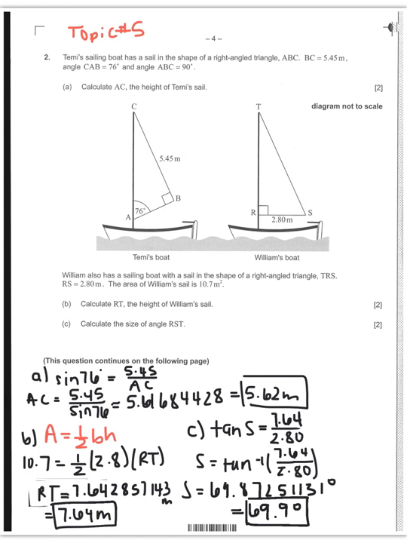And then part C wants us to find the angle RST, so this angle over here. Well, we just found the opposite side, and we know the adjacent side, opposite over adjacent, is tangent. So the tangent of this angle is 7.64 that you found in part B over 2.8. And then we want to find the angle, so we need to take inverse trig. So S is the tangent inverse of that ratio, so the angle is 69.9 degrees.